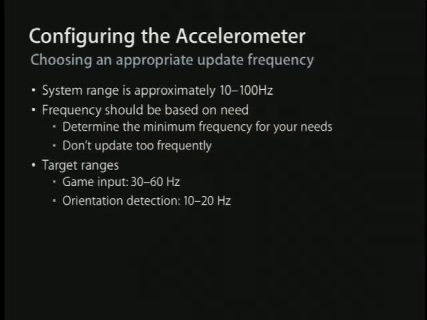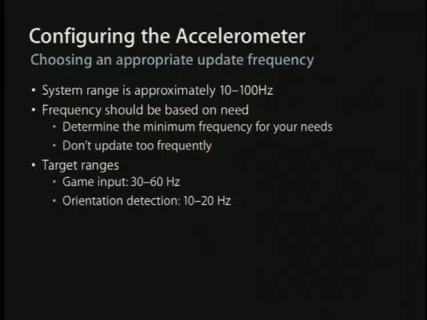So I kind of mentioned the range is somewhere between 10 and 100 hertz. You can set it up anywhere in between those, pretty much. The frequency really should be based on what you need. If you're just trying to detect rotation events, you don't really need to worry about this, because we've got all these other APIs for figuring out what orientation the device is in. But if that's what you were doing, you don't need to update very frequently. 10 or 20 hertz is more than enough. The user's not flipping their phone around in a circle and trying to rotate the interface at that speed.